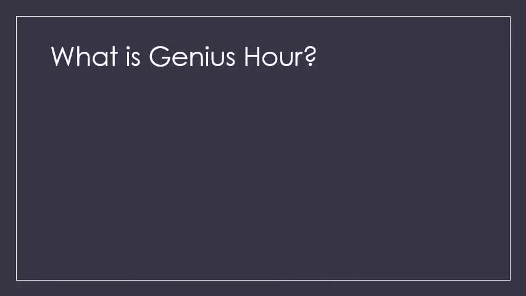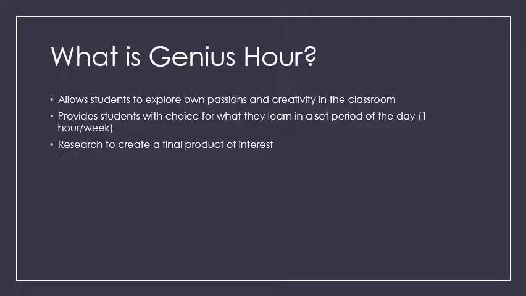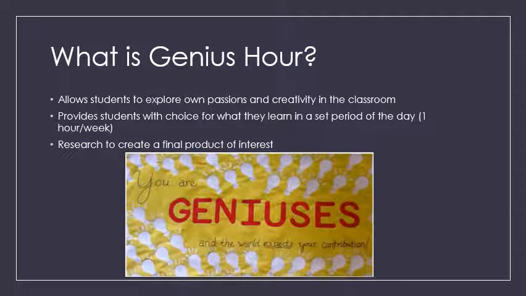What is Genius Hour? Genius Hour allows students to explore their own passions and creativity in the classroom. It provides students with a choice for what they want to learn in a set period of the day, usually given 1 hour per week. They research any topic of their choice and they make a final project out of it that interests them, usually something that they're going to present to the class. Oftentimes, teachers will have their students create a blog and share the resources as they find them.